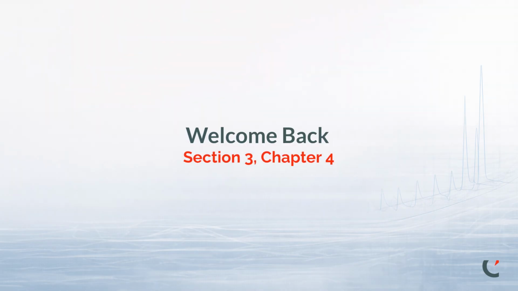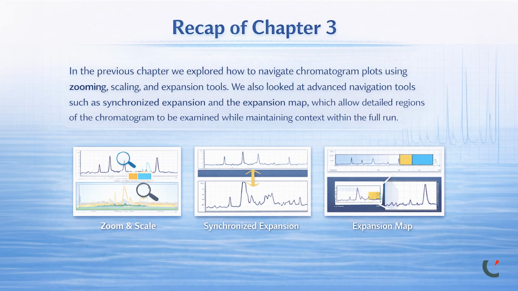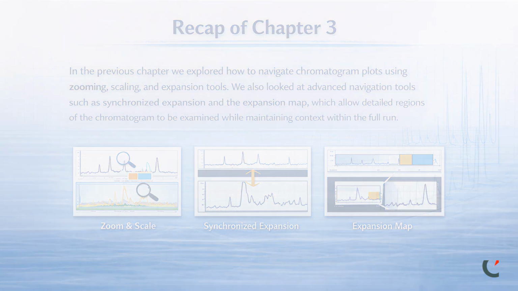We are now moving on to Chapter 4 of Section 3, where we continue learning how to work with chromatographic data inside the Analyze program. In the previous chapter, we explored how to navigate chromatogram plots using zooming, scaling, and expansion tools. We also looked at advanced navigation tools, such as synchronized expansion and the expansion map, which allow detailed regions of the chromatogram to be examined while maintaining context within the full run.